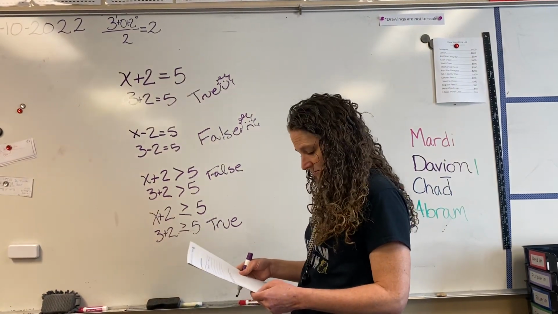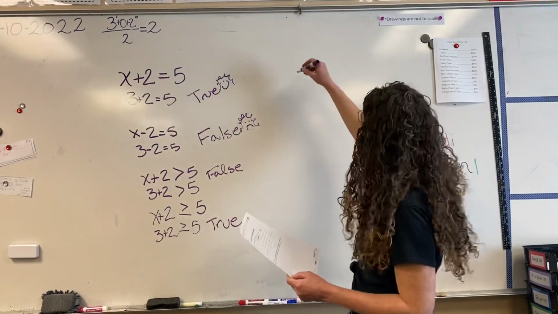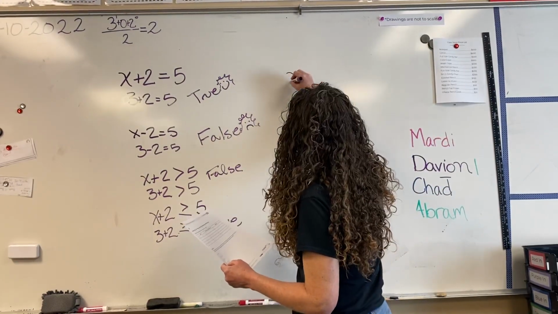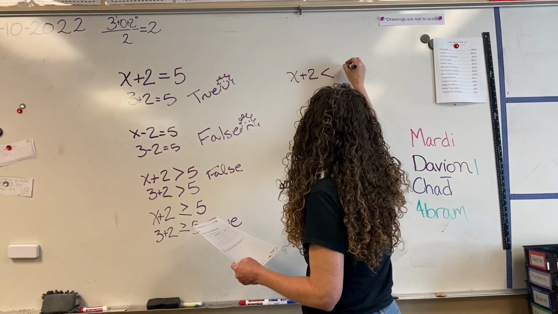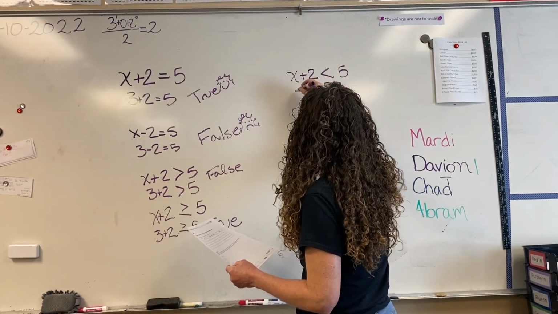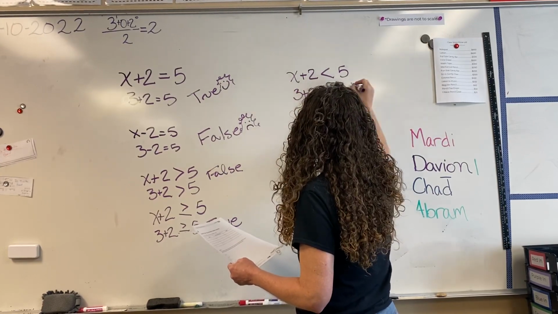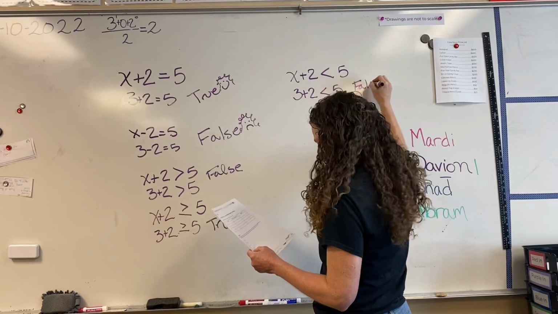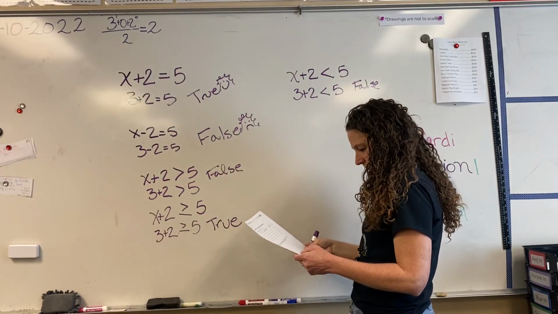Are all the x's threes? The x's are all going to be 3s. So what if I have x plus 2 is less than 5 and x is 3? Is 3 plus 2 less than 5? False. I'm drawing less than or equal to.